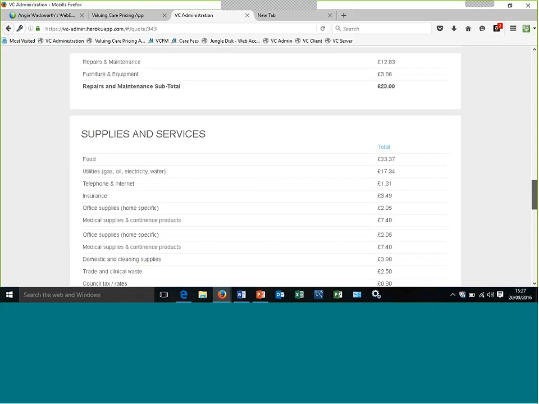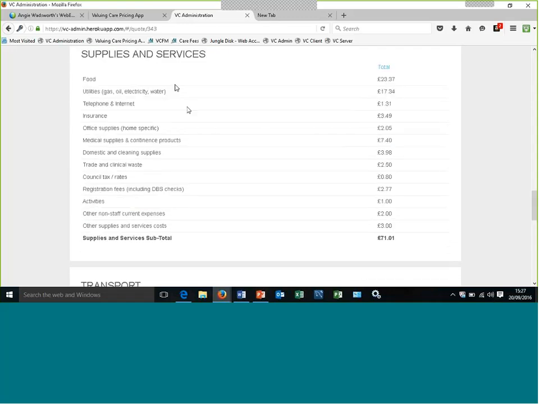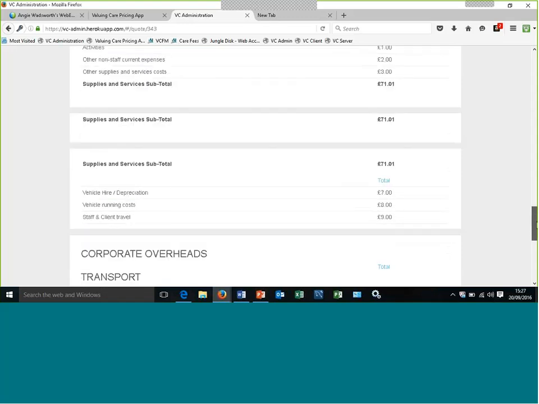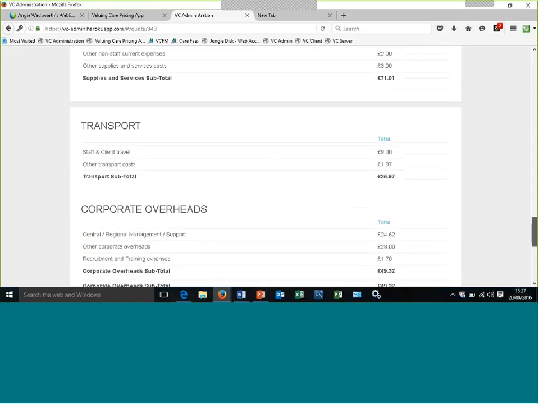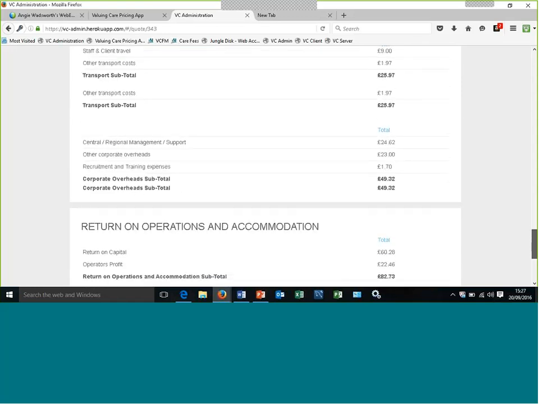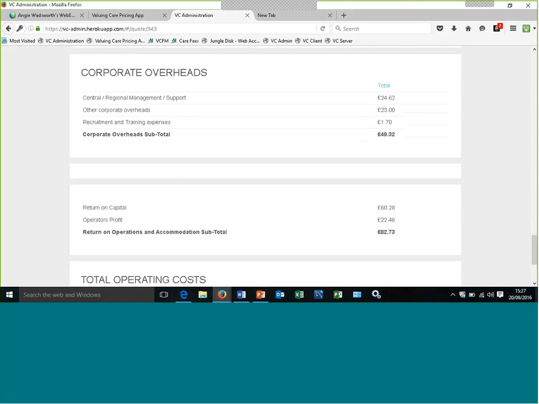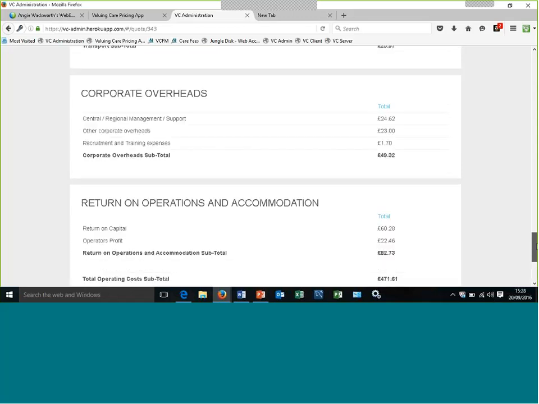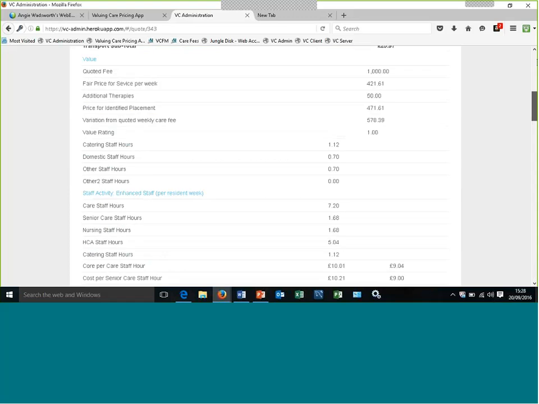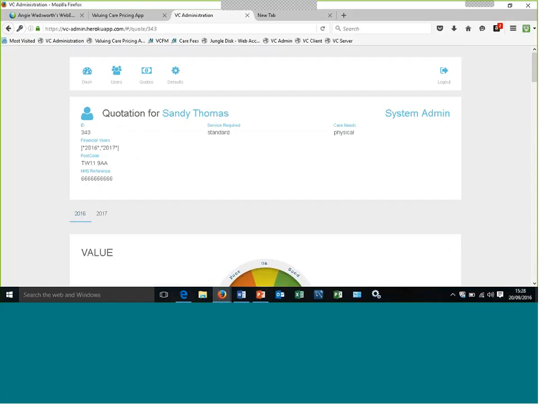Okay, and you can see it breaks it down to a very detailed level. So food, utilities, the telephone, the insurances, all of the costs that you would typically expect a provider to incur. Some services may well have transport, so you might have in your model an allowance for transport costs, and you'll have your central management and your corporate overhead. So all this is taken from your actual model, and the fee that we have is being compared with that. So the quote is being compared with the model values in there.